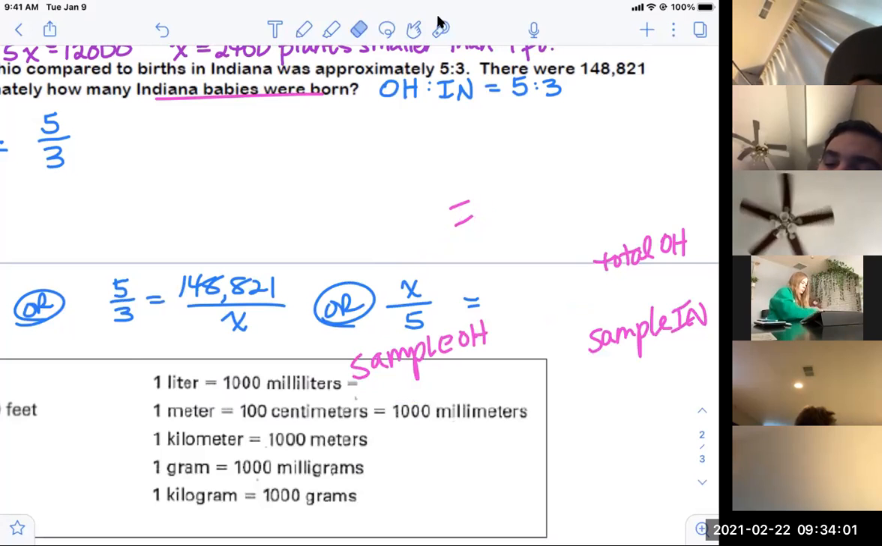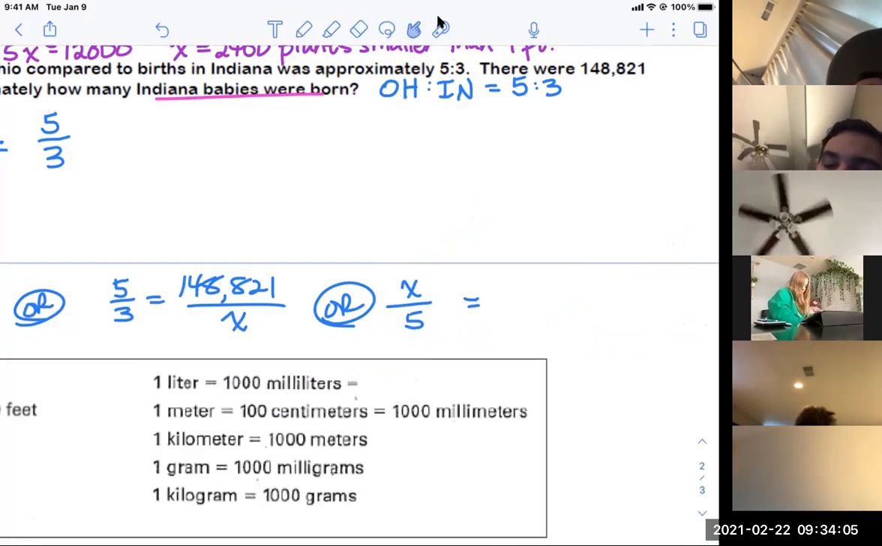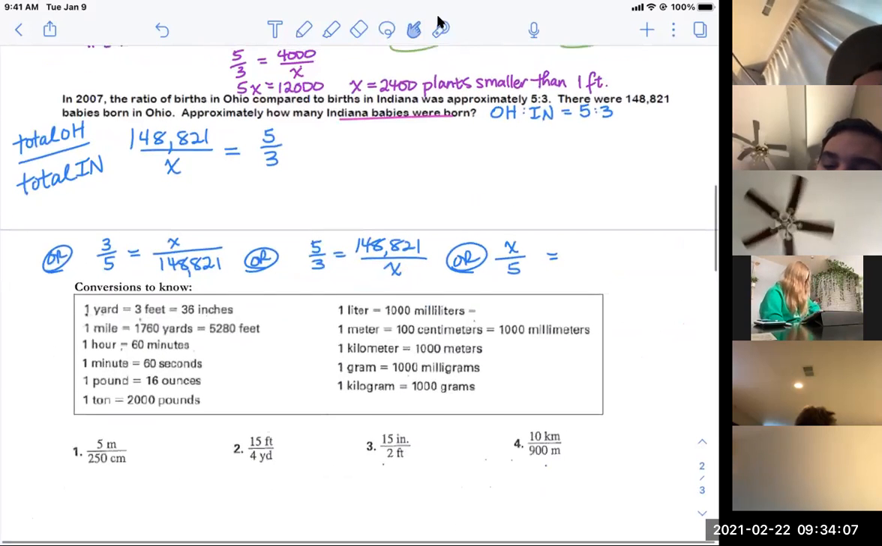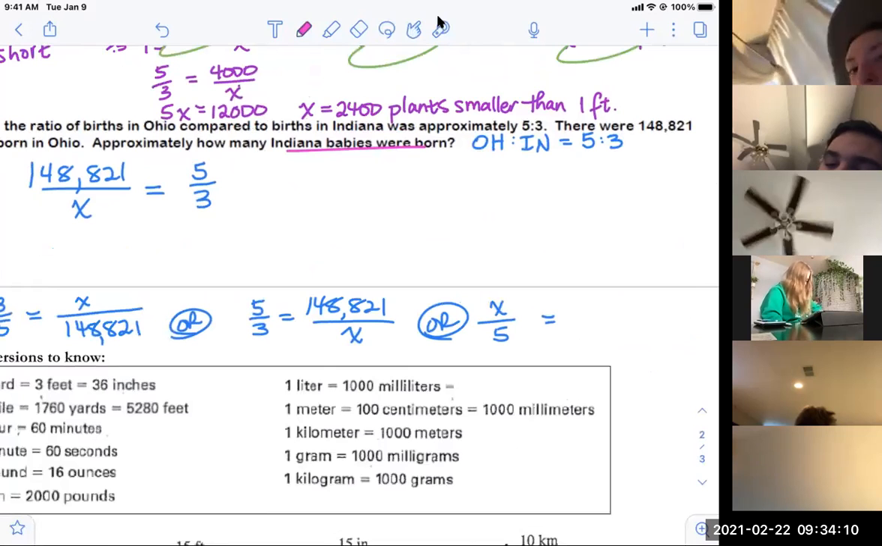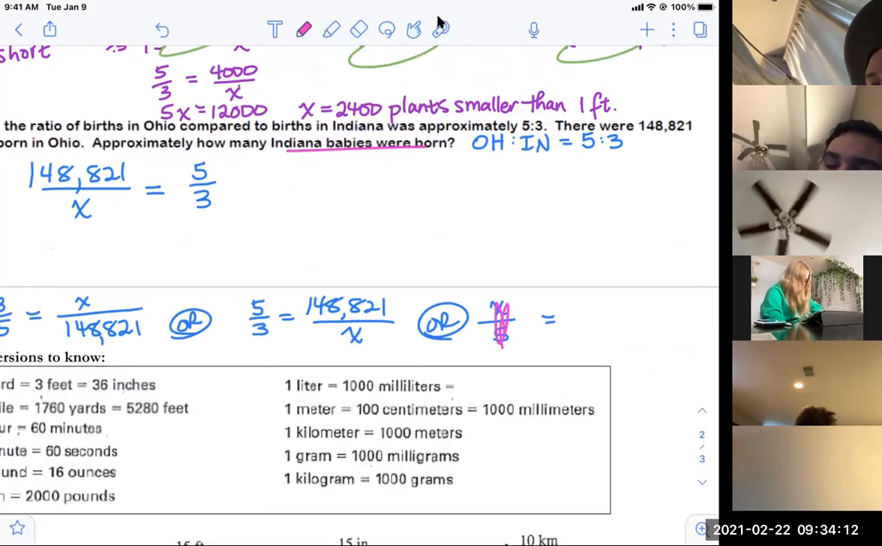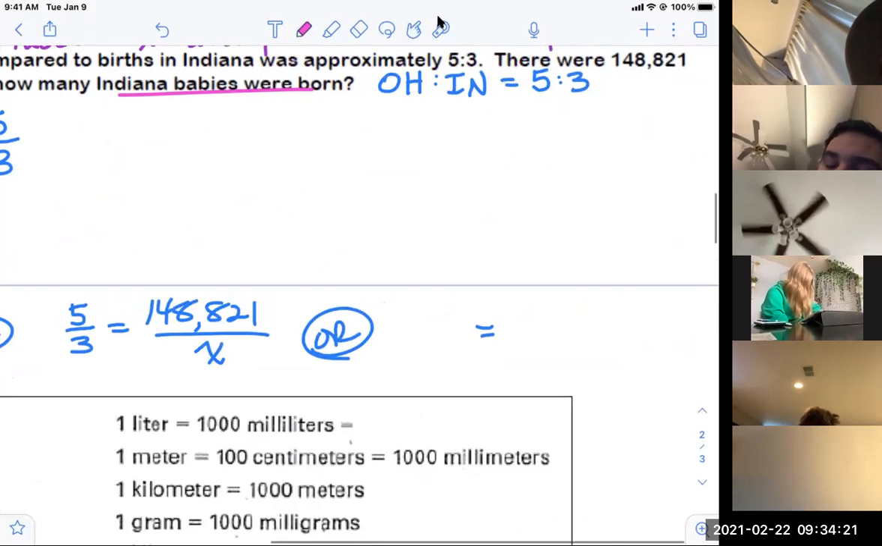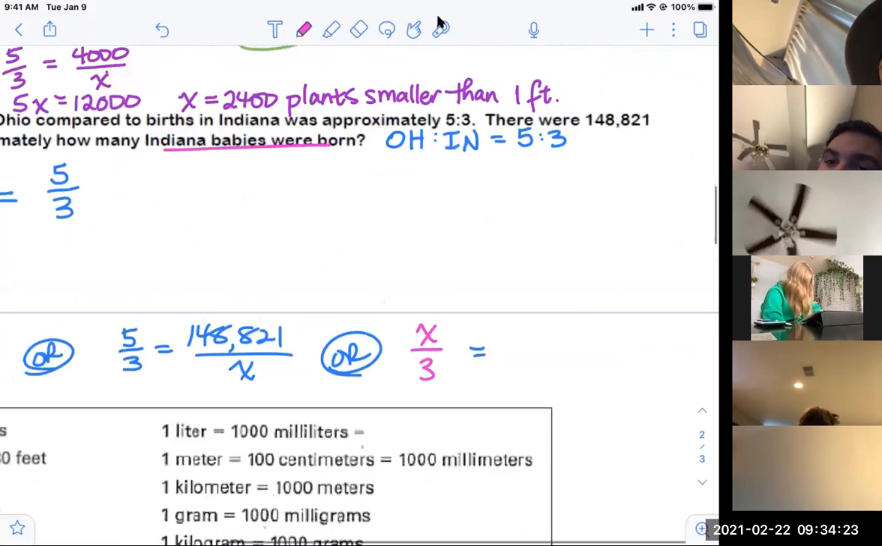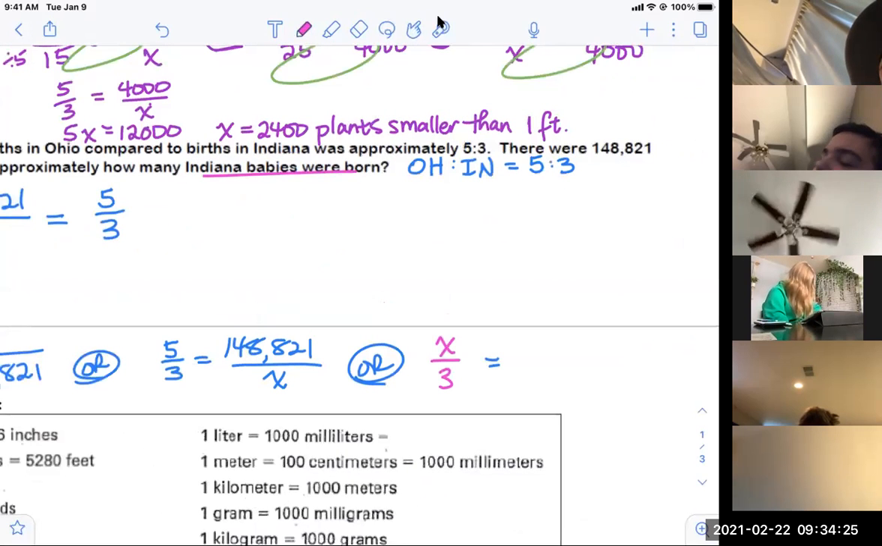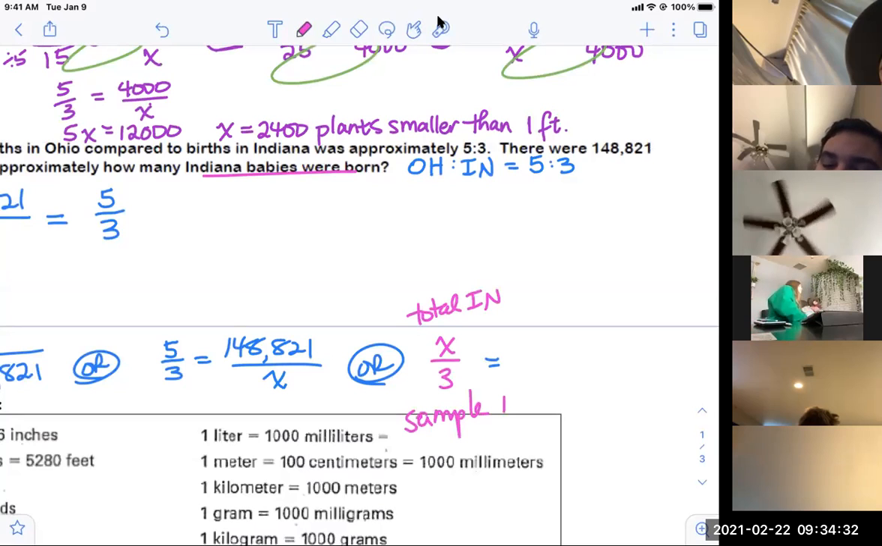Okay, so to fix that, I'm going to try to get proportions different than the other ones. But when you cross multiply, it should give you the same thing, right? I wouldn't even start with x over 5. Let's start with x over 3. If you do x over 3, you're comparing total Indiana to sample Indiana. And the right side should be what?